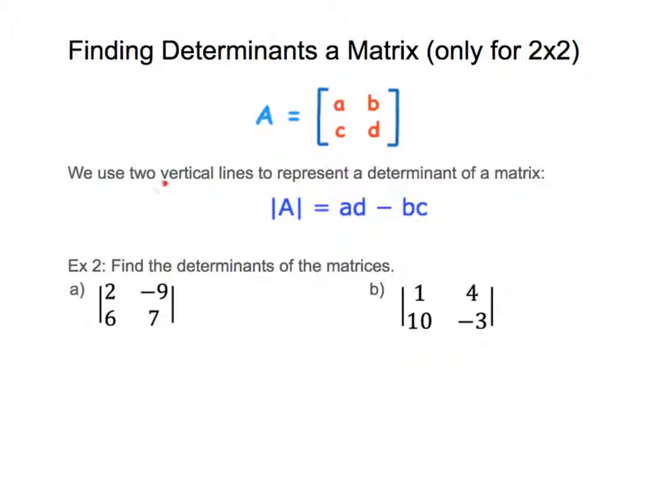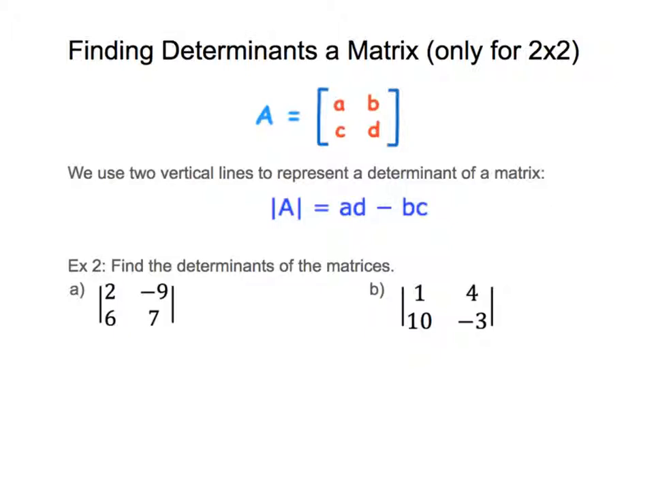And it says here we use 2 vertical lines to represent a determinant of a matrix. So if I want the determinant of a matrix, I can use these vertical lines to show that I want the determinant of matrix A. So this is the formula, and basically all it's saying is that you multiply your A with your D. So if you look here, this is A, this is D, and we multiply.